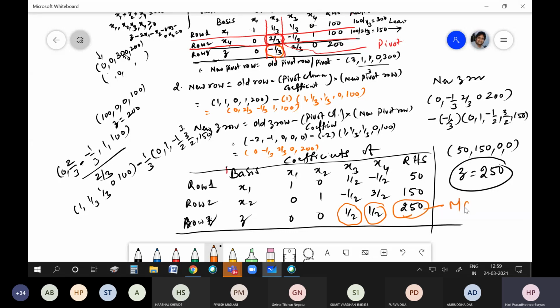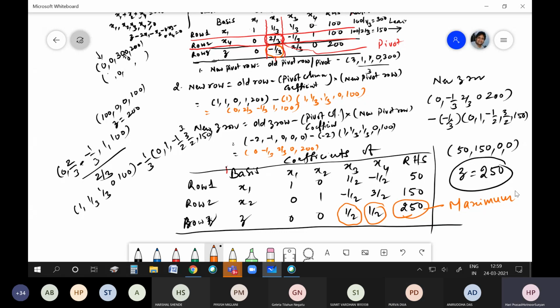This is the maximum. You can stop this simplex procedure here. Is this clear? Yes, sir.